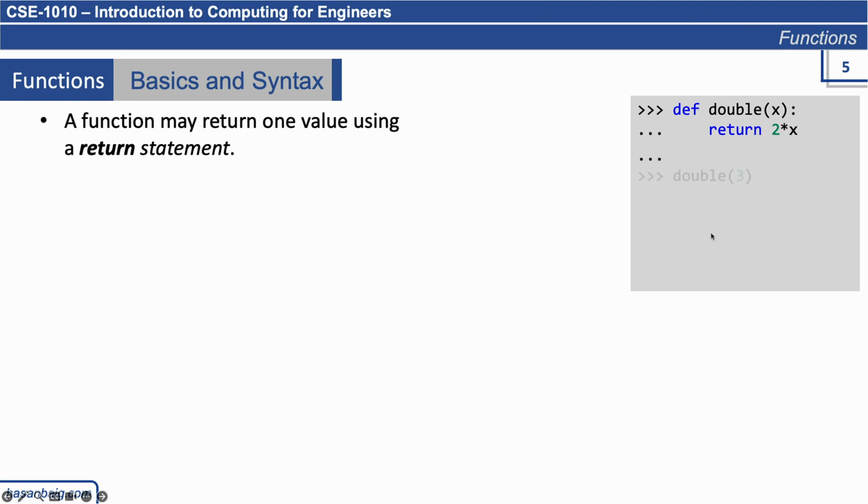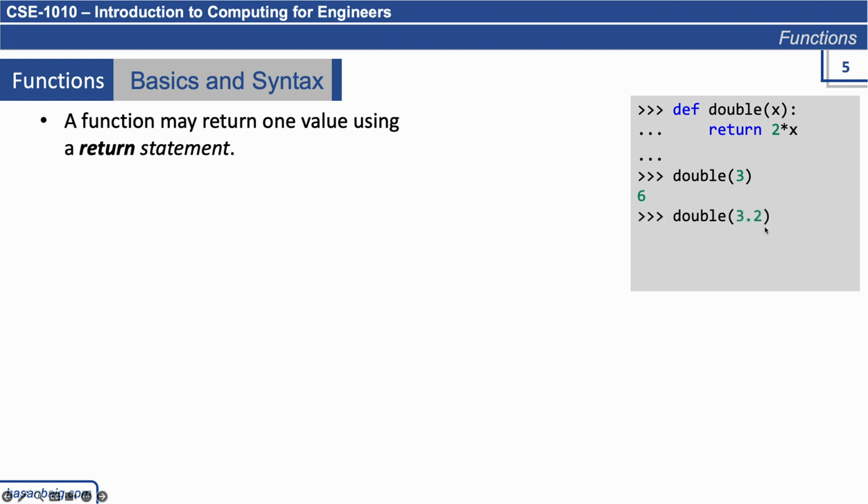Here we are calling this function named double and passing the value 3. This value 3 will be assigned to the variable x, and then x will be multiplied by 2 and the result returned. So when this function is executed, it multiplies 2 by the value of x, which is 3, and returns 6.